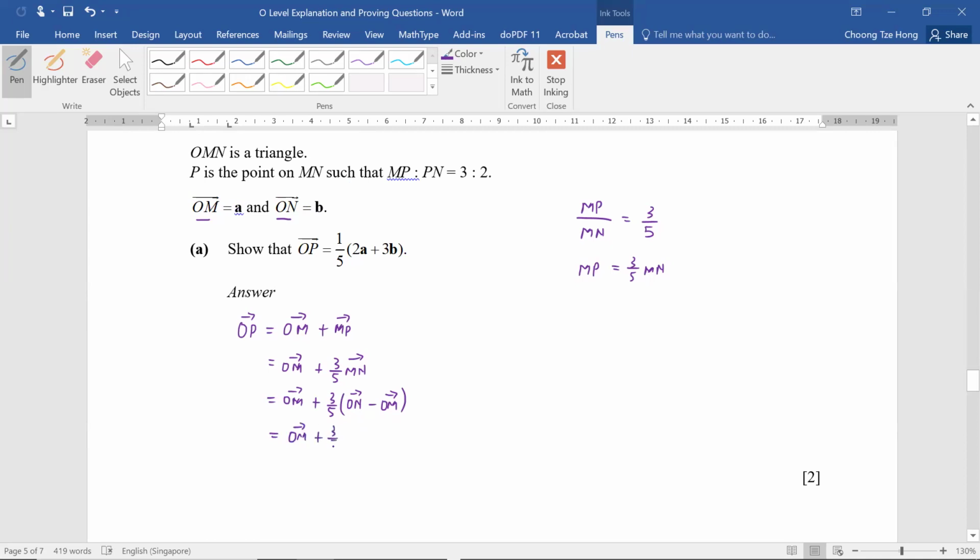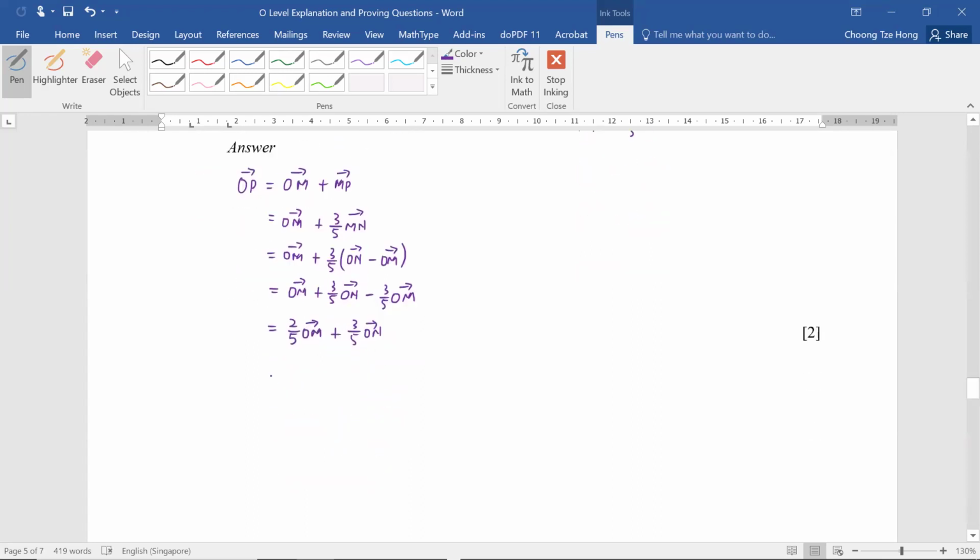If I open the bracket, opening a bracket is just like normal algebraic expansion, so we will get this. Over here we have OM minus 3/5 of OM, just like adding and subtracting vectors. You'll end up with 2/5 OM plus 3/5 ON. From here you can factorize out the 1/5, or you can put in the A and B first.